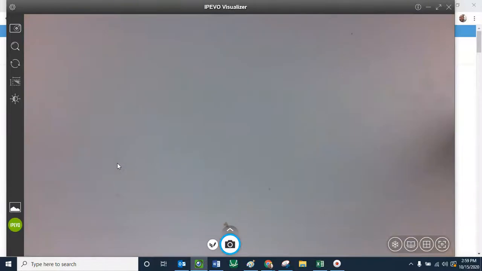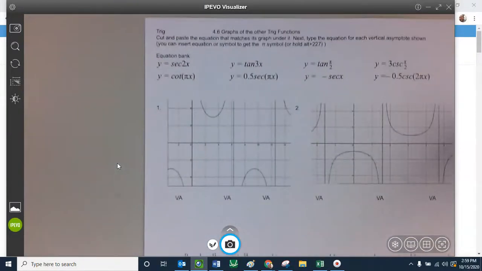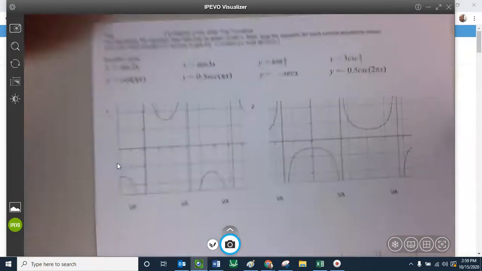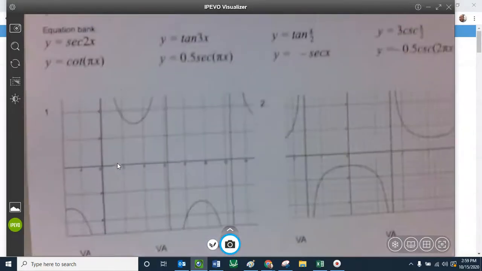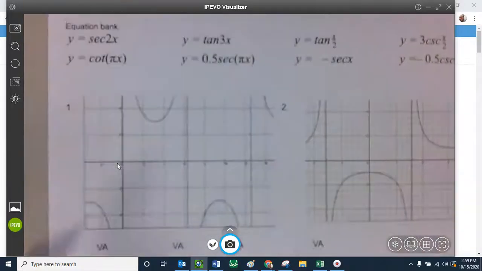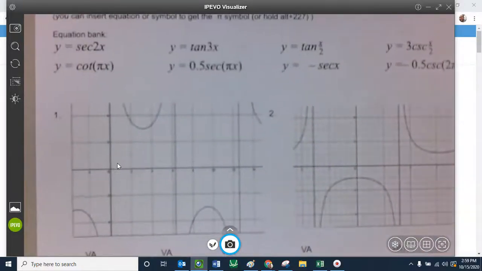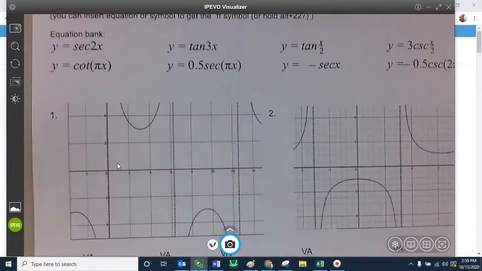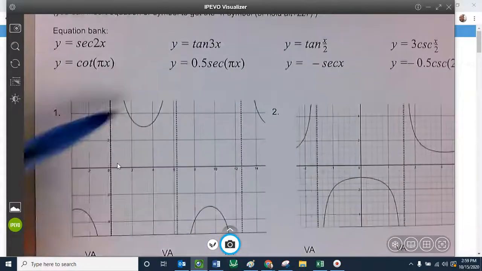So here's the worksheet that you guys have been assigned. It's small. Hopefully you guys can see it okay. I'm trying this out just to see how it works. So we have our little bank of equations. We're going to cut and copy and move over whatever equation is supposed to go with this one.